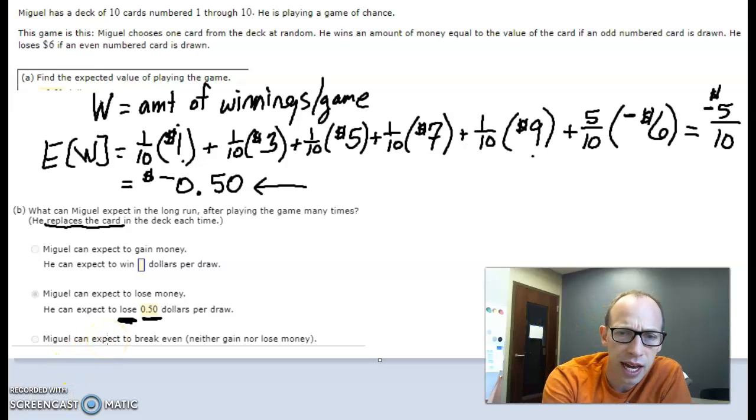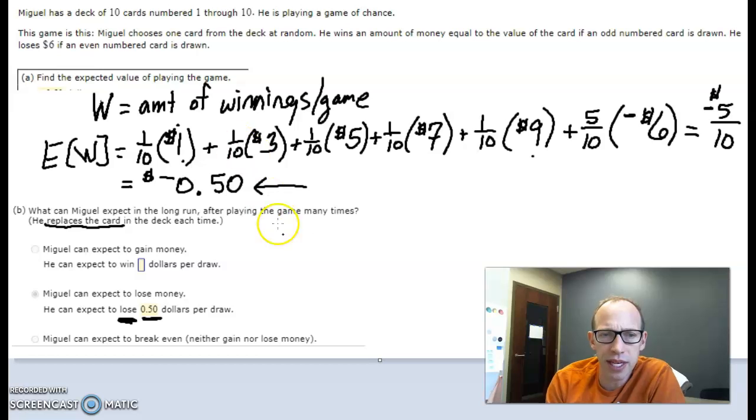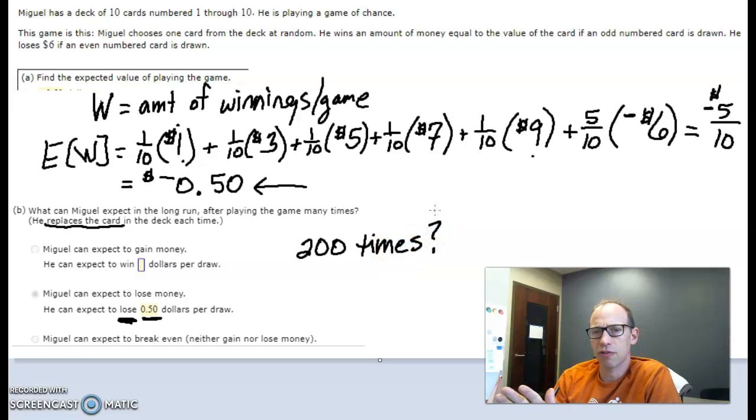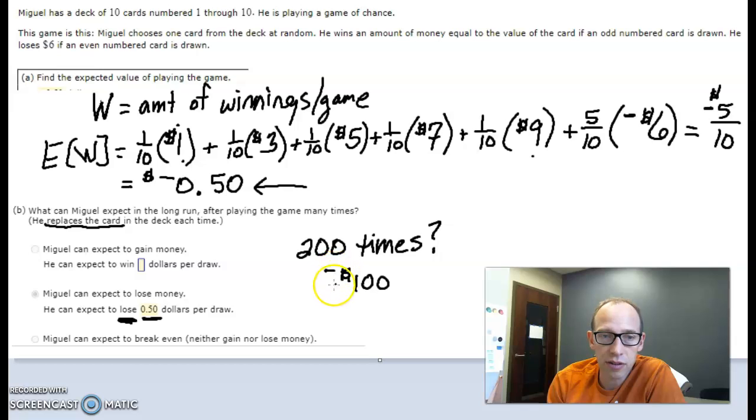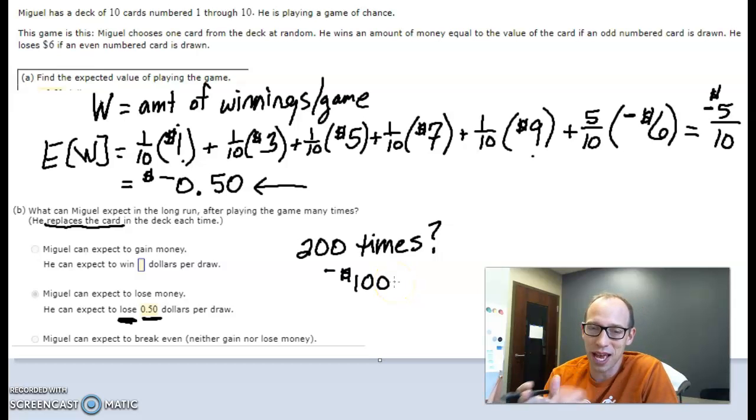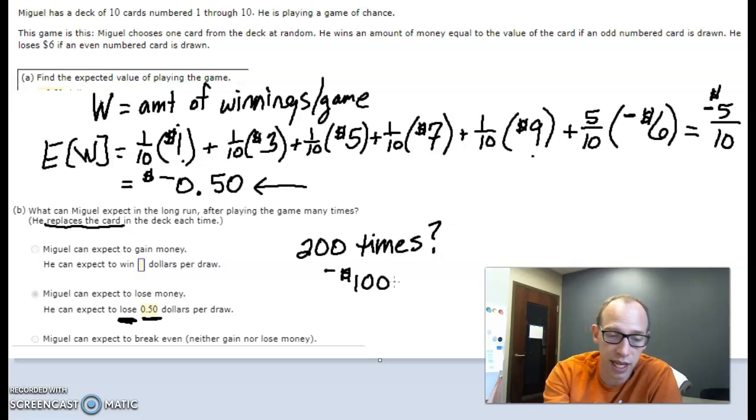Yeah, so by the way, it doesn't ask us in this question, but what if you would play the game, let's say, 200 times? What's our best guess for his total winnings? Well, if on average he's losing 50 cents a game and he plays 200 times, that would be an expected loss of $100, right? So we would have 200 times negative 0.50, which is why the more times he plays, the more we're going to expect that he loses. It could be a little bit less or more than that, but on average, that's what we would see.